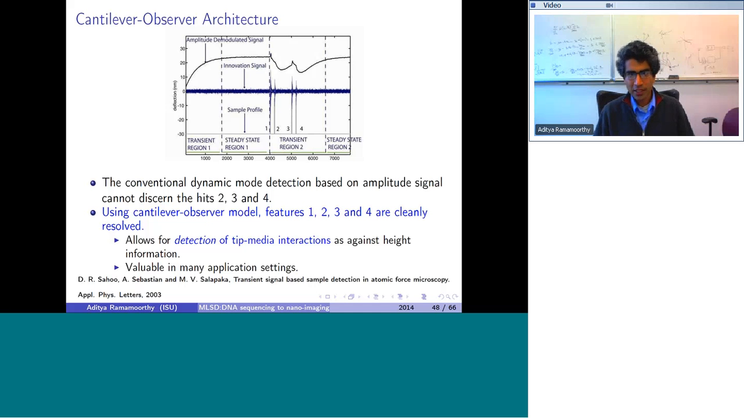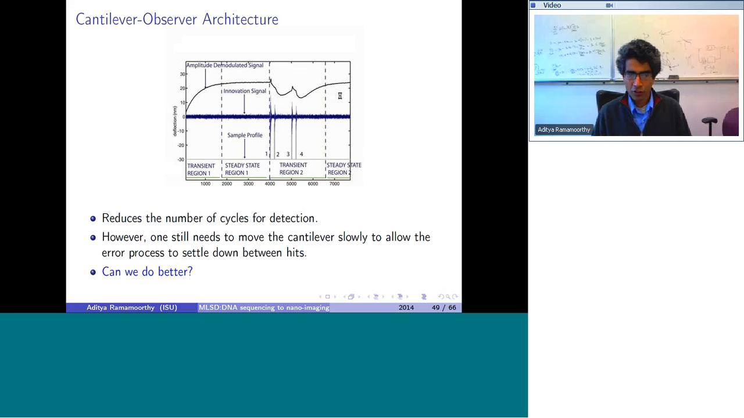What this means is that at this point the observer is able to track the state of the system, and at this point there is some interaction with the medium, so the observer loses track, then it comes back into track and then goes out of track again. So the bottom line is that if your objective was just to detect media interactions instead of chasing the exact medium height, then you can use this cantilever observer architecture to detect rather than know the precise heights. This is very useful in many biological experiments. This will certainly reduce the number of cycles for detection.